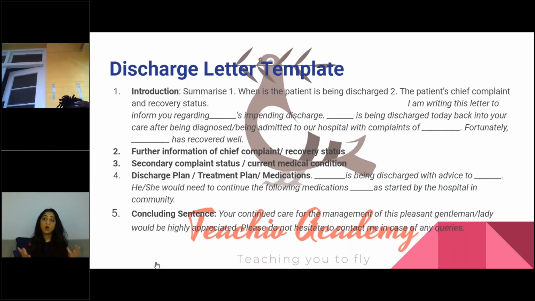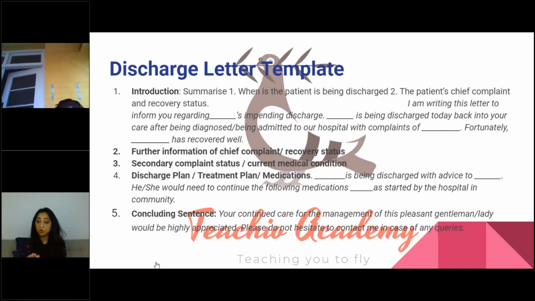Because the whole purpose of writing a discharge letter is to make a regular carer aware of what you've done to them in the hospital and what they need to do in order to make sure that your patient remains healthy. So in your discharge plan, a very good method that we suggest that you use is: is being discharged with advice to, and then in the advice to section is to continue medications, advice to have regular dressings, advice to participate in regular exercise. So it's a very good method.